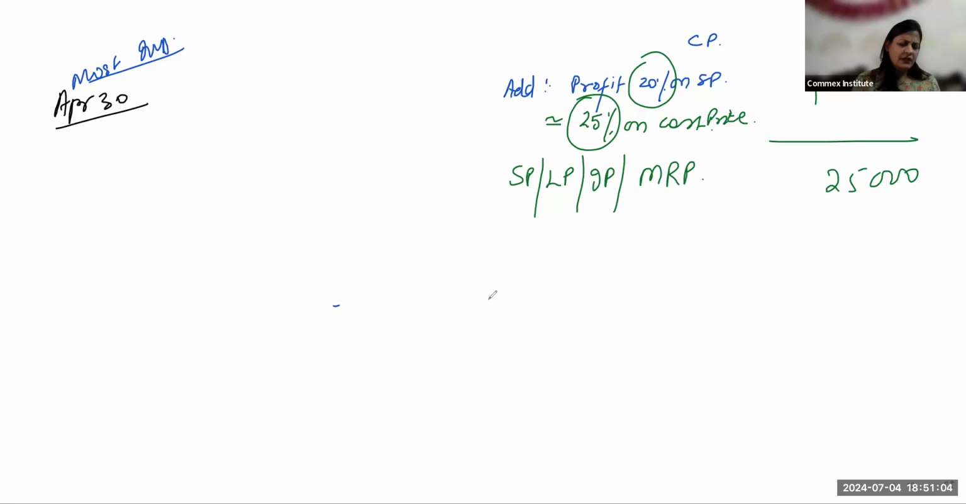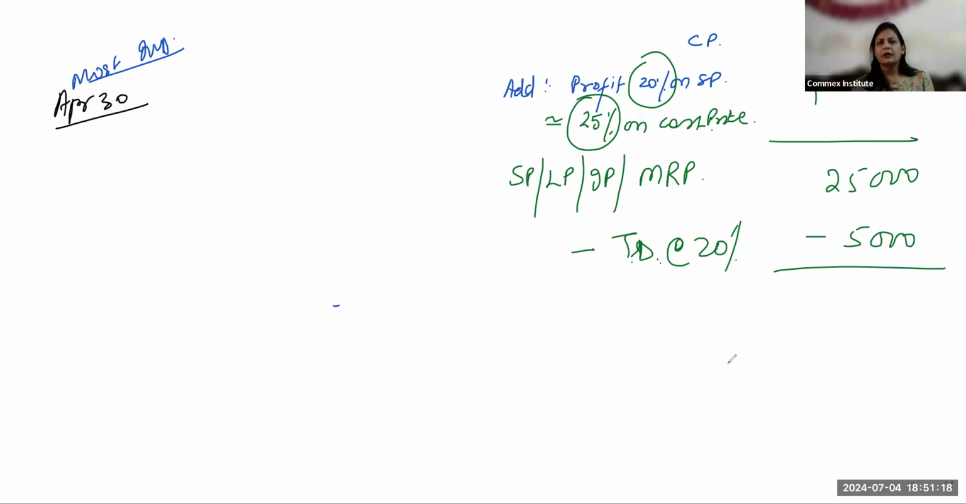Now on this, we are giving a trade discount of 20%. So minus trade discount at the rate of 20% of this figure. So that is 5,000. So this final amount comes out to be 20,000. And then there is the cartage payment also, which we've done.